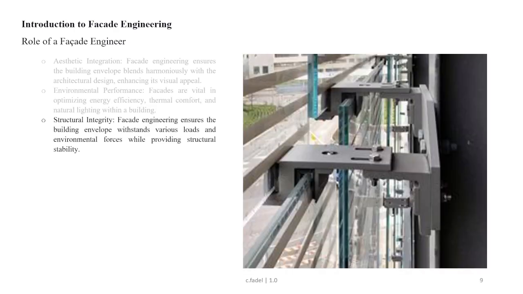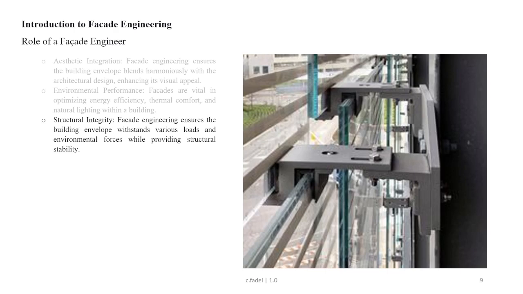Next is the structural integrity. A facade engineer ensures the building envelope withstands various loads and environmental forces while providing structural stability. So, facade engineers employ their expertise to design and implement solutions that can withstand different types of loads and environmental forces. So the facade engineer should design the building envelope to withstand the various loads, including gravity loads, wind loads, seismic forces, and other dynamic loads.